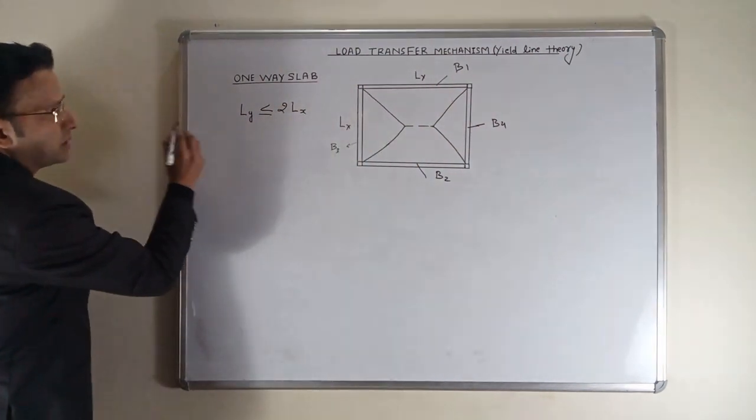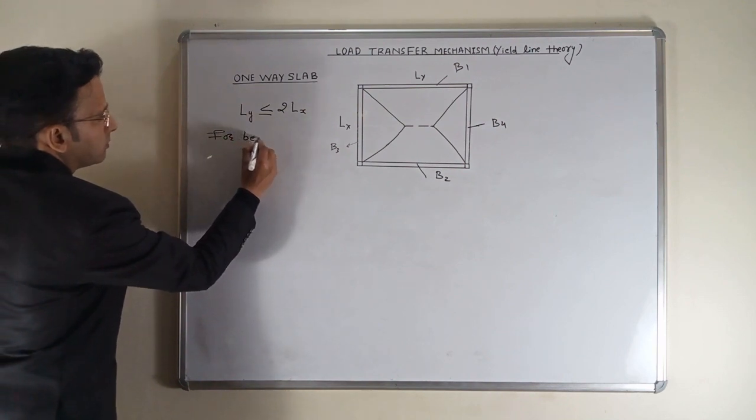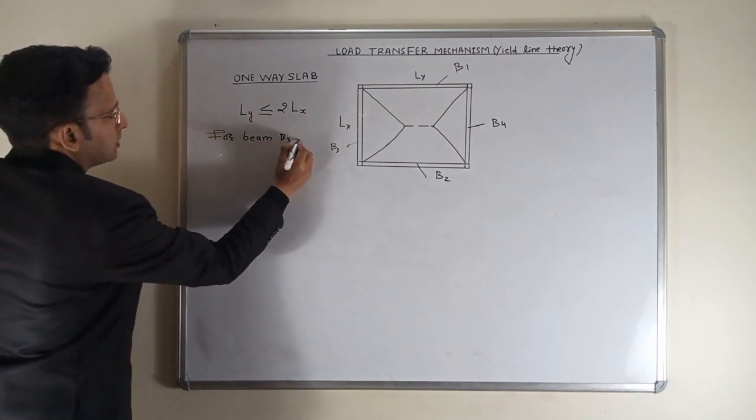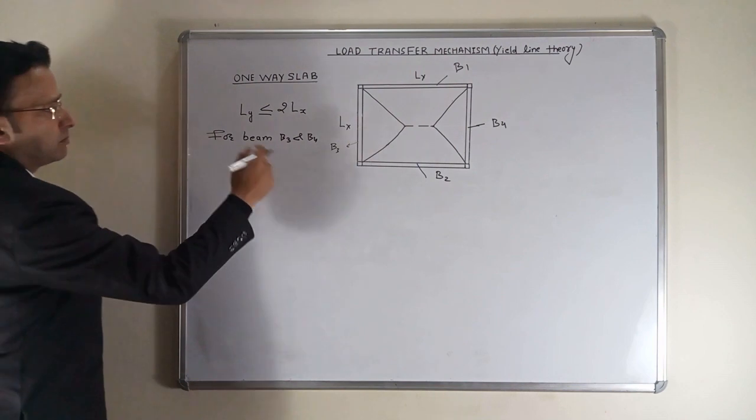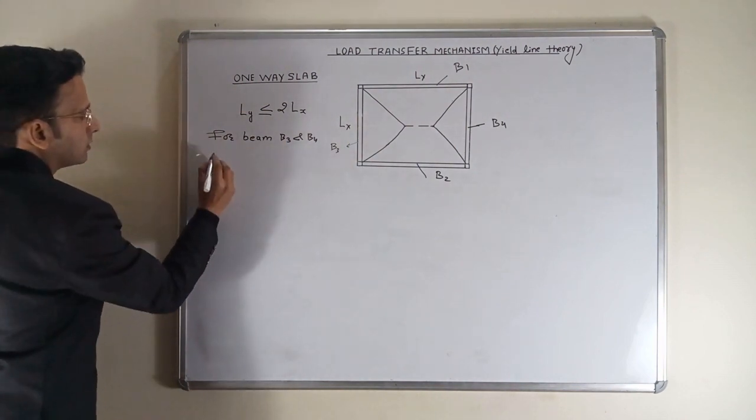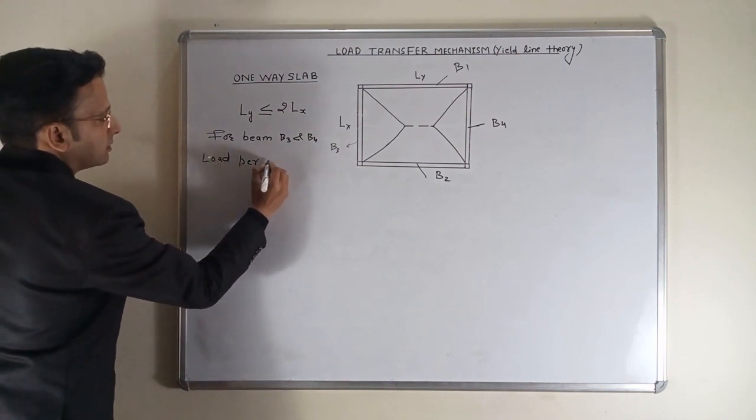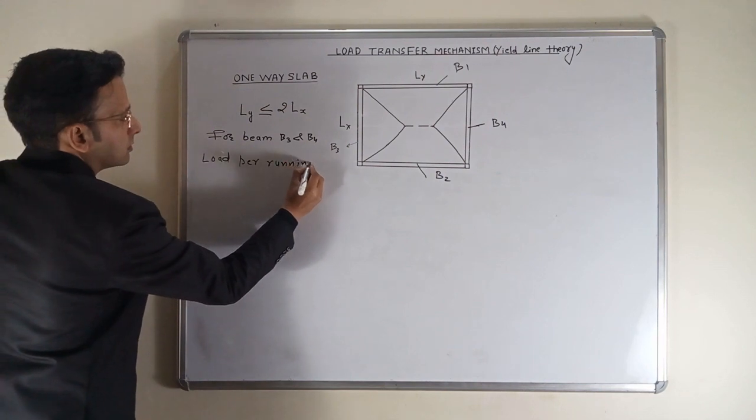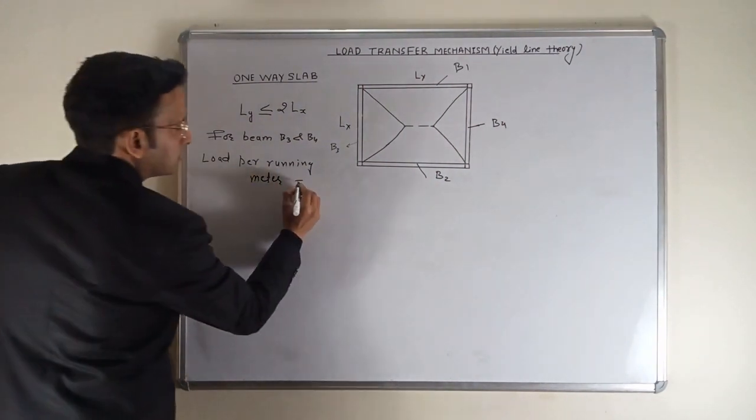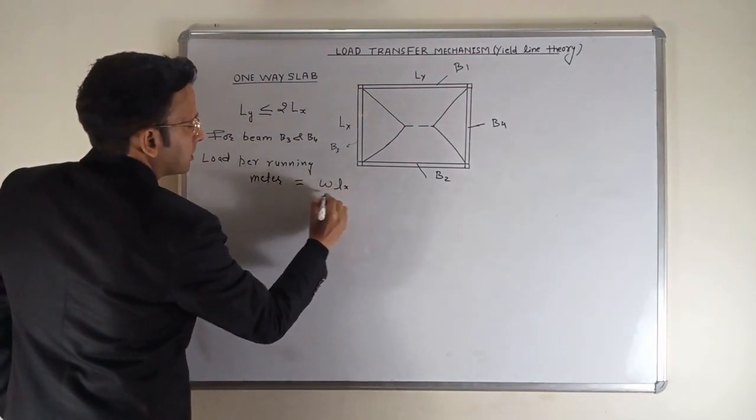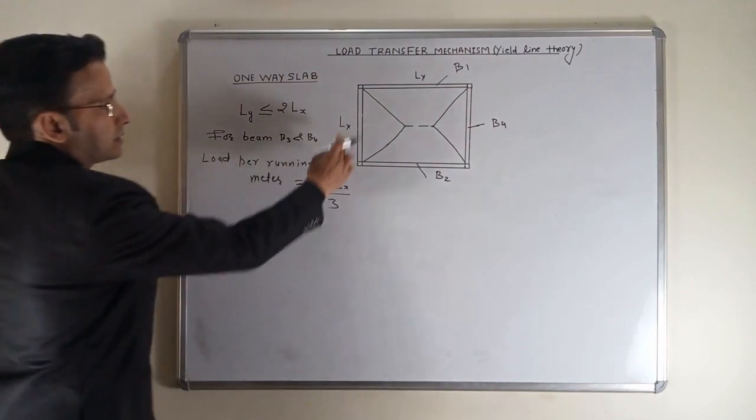Now first I take beams B3 and B4. This is beam B3 and this is beam B4. For beams B3 and B4, the load per running meter would be W Lx upon 3. Sorry, W Lx upon 3, where Lx is the shorter dimension.